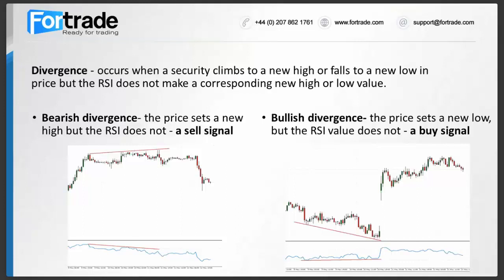Divergence occurs when a security reaches a new high or low in price, but the RSI does not reach a corresponding new high or low value. Bearish divergence, when price reaches a new high, but the RSI does not, is taken as a sell signal, as you can see here on the left. Bullish divergence, that is interpreted as a buy signal, occurs when price reaches a new low, but the RSI value does not, as you can see down here.